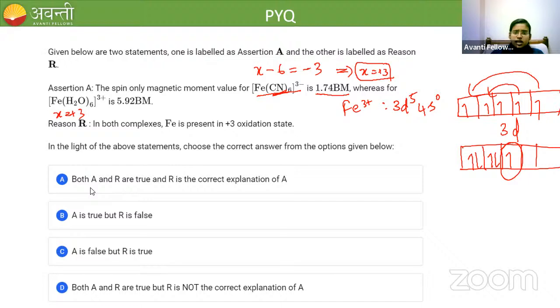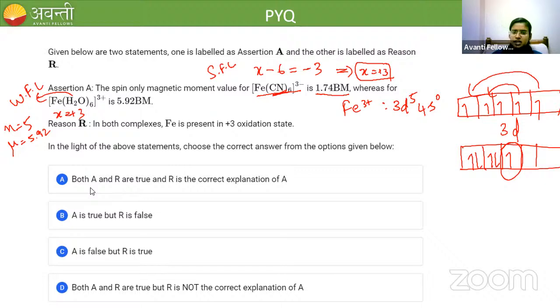Okay. Then in the case of the second complex, we have H2O. CN- is a strong field ligand, so pairing up takes place. But H2O is a weak field ligand, so no pairing takes place. All the 5 unpaired electrons remain as such. So the number of unpaired electrons will be 5 and the magnetic moment will be 5.92 Bohr magneton. Spin only magnetic moment is also 5.92 Bohr magneton.